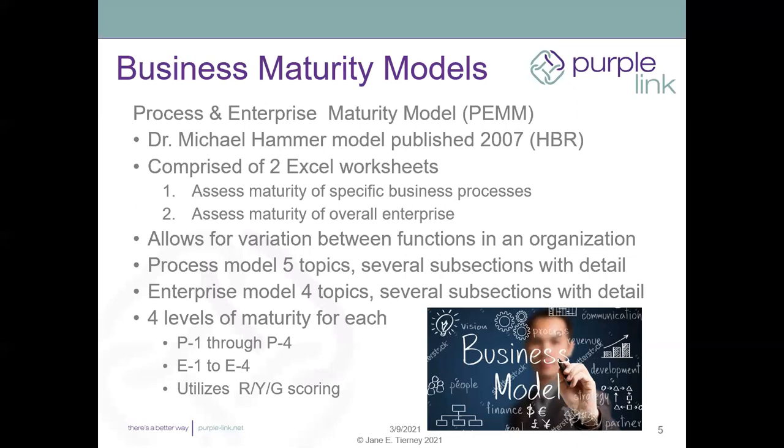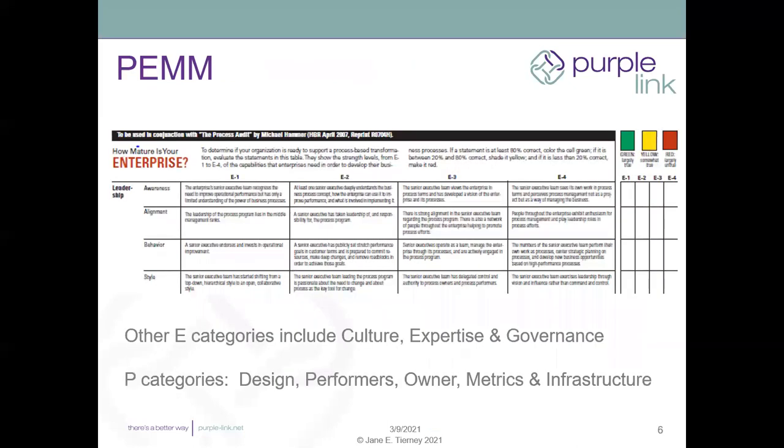They also use what we commonly use in business, the red, yellow, green scoring. So if things are working well, it's green. If it needs some help, it's yellow. And if it's not working or it's broken, then it gets a red score. So I can give you an example of what that looks like.